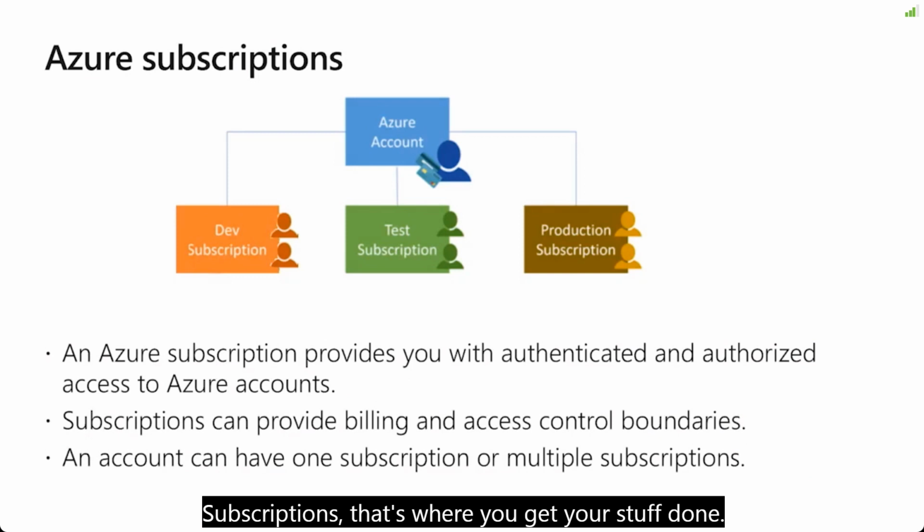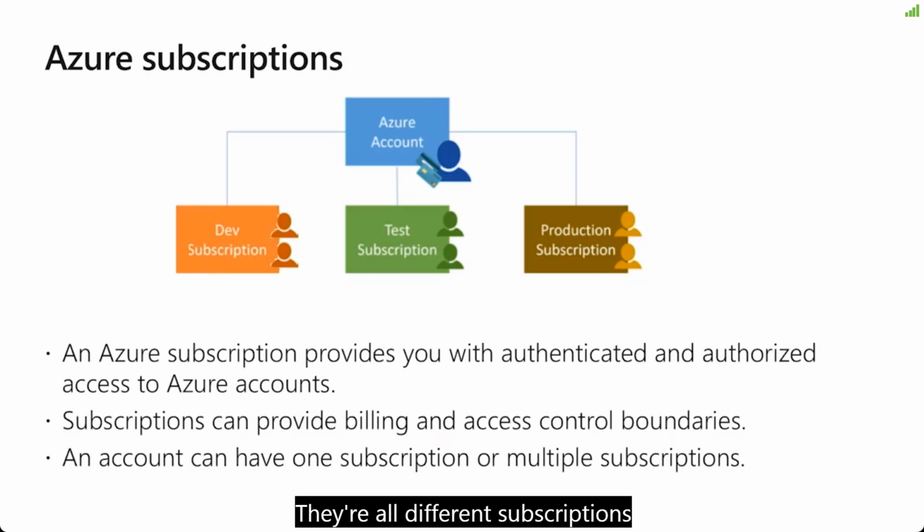That's where you get your stuff done. It's how we provide billing and access boundaries for our customers and for folks like yourselves. An account can have multiple subscriptions. So generally what we see is most customers have one Azure Active Directory tenant and they have all the subscriptions for Azure underneath it. Now, one special note about that, Azure subscriptions is one type of subscription we have. We have Office 365, we have Dynamics 365. They're all different subscriptions that can be tied to that one tenant.